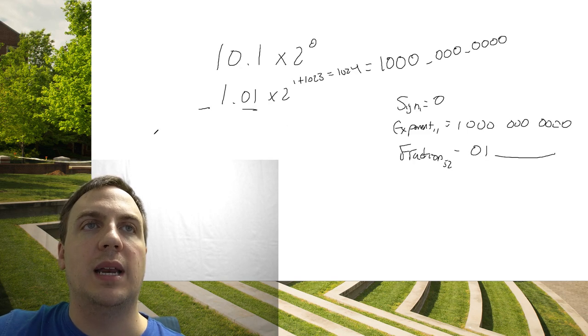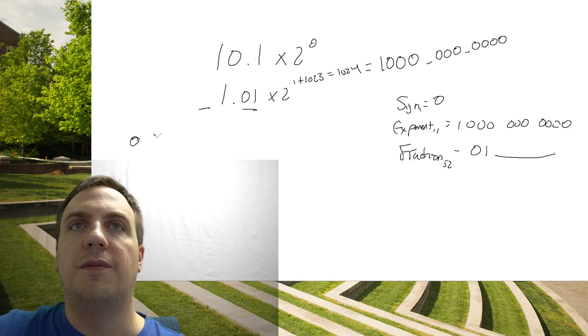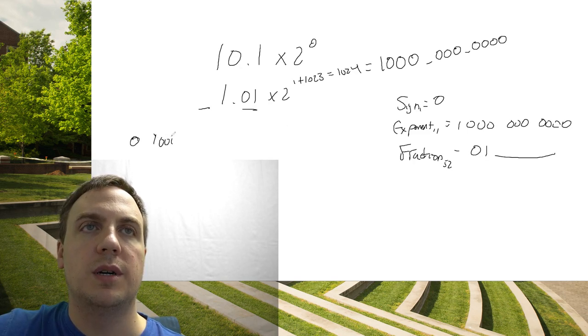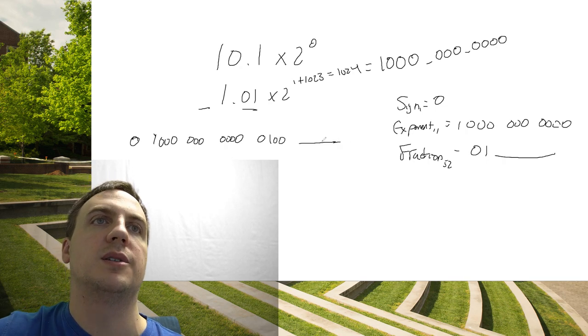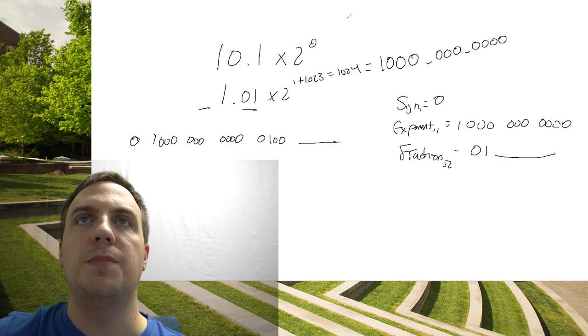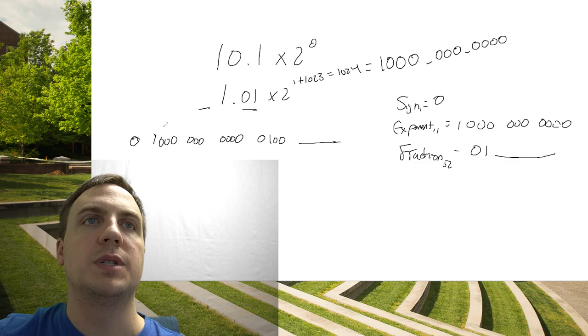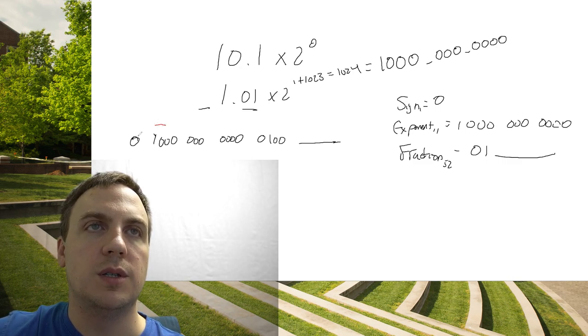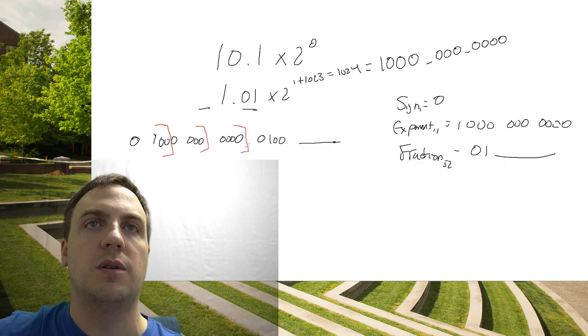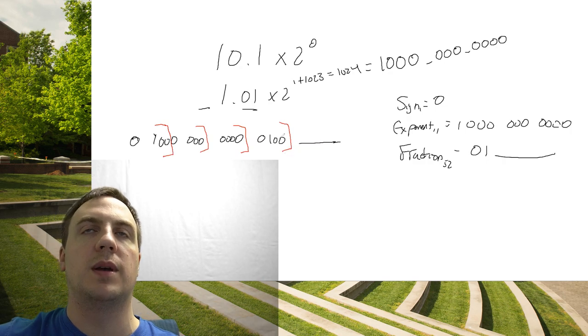So once again, the sign comes first, that's a 0, followed by the exponent, 10000000000, followed by the fraction, 0100, and then the rest zeros. Okay, once again, we want to group these out into groups of four. So 0100, there's a group of four, 0000, group of four, 0000, group of four, and then the rest are zeros.